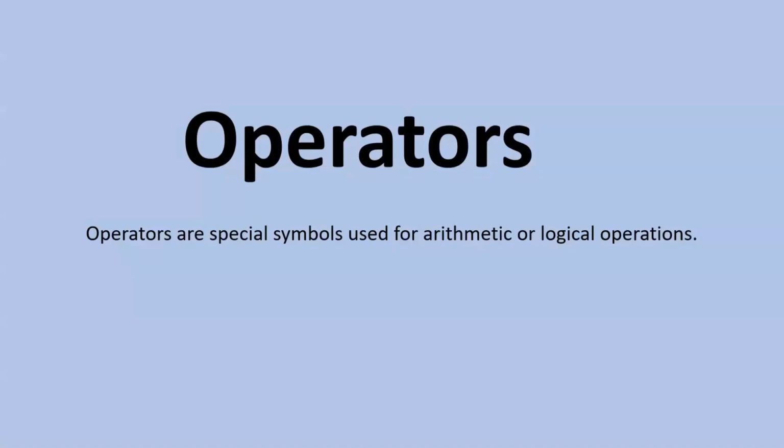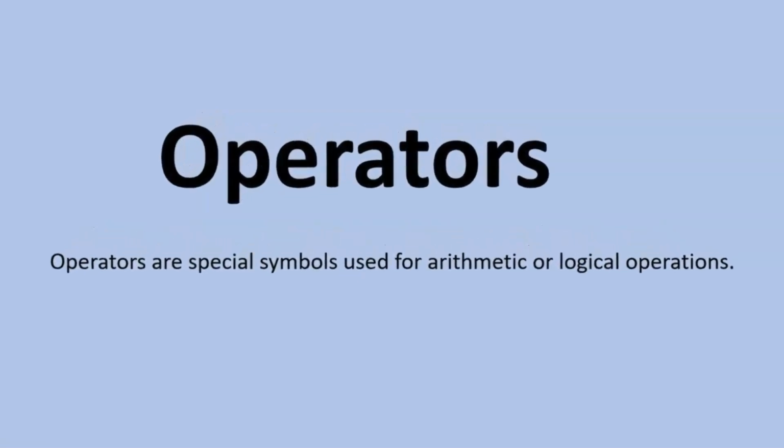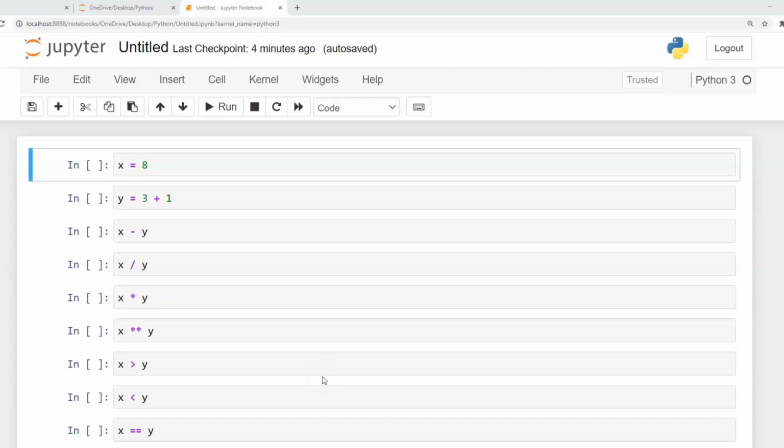Let's talk about some of the commonly used operators in Python. But first, what are operators? Operators are special symbols used for arithmetic or logical operations. All right, let's take a look at some of the operators we have here. In the first cell, we have the assignment operator, which is the equals symbol. And this tells Python that we want to assign the value of 8 to the variable x. When we execute the cell, that gets done. So the value of 8 is assigned to x.